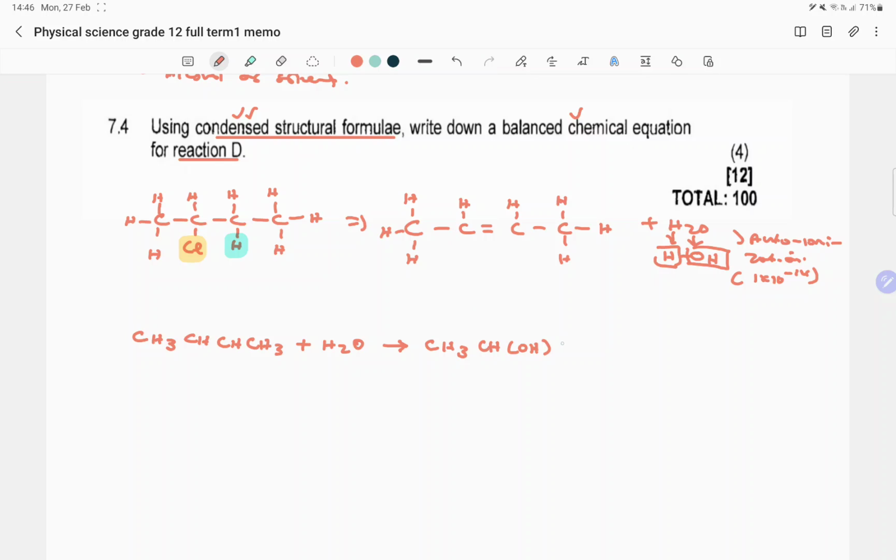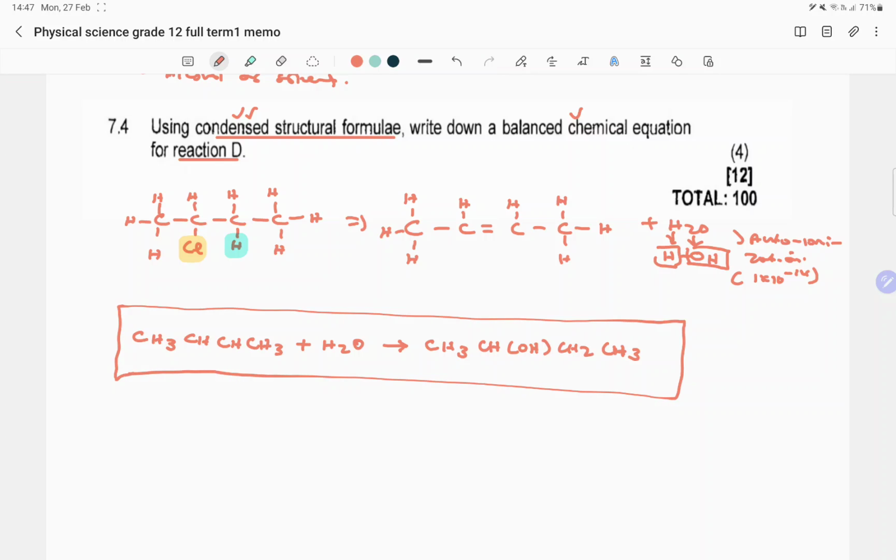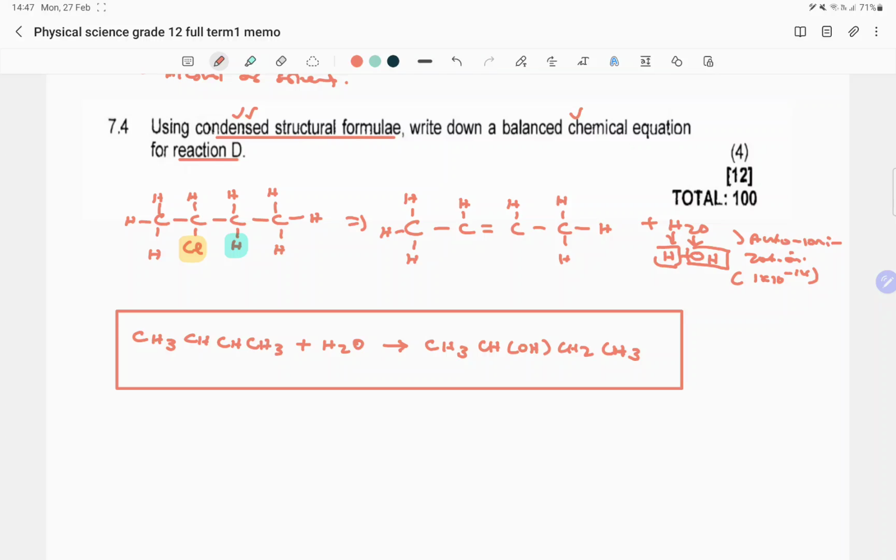Okay, and then CH2, because now this is going to acquire an oxygen, a hydrogen, CH2 and then CH3. That's it. So that is how you do this one. So this is our answer, guys. Forget about the other stuff. Okay, that is our answer right there. The rest was just our way of working that answer out.